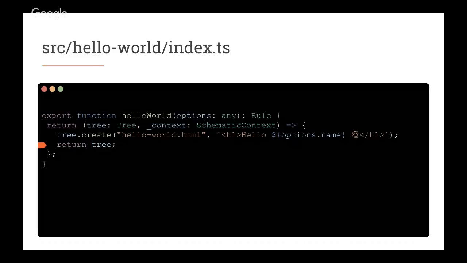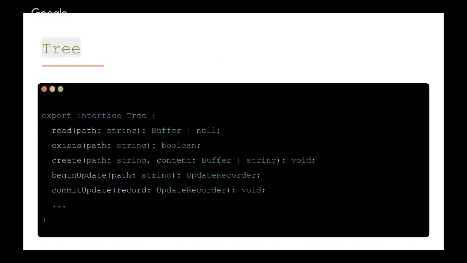And just to give an example of what this tree looks like, it has a number of methods. This is just a small subset of them, but we can do things like read into the tree, given a certain path. We can see if things exist. We can create them like we just saw. Updates are a little different than creating. So we have this begin and commit update, which I don't know if we're going to touch on. Yeah, I think I will in a little bit. So that's a little different. So there's a number of tree methods that are available.